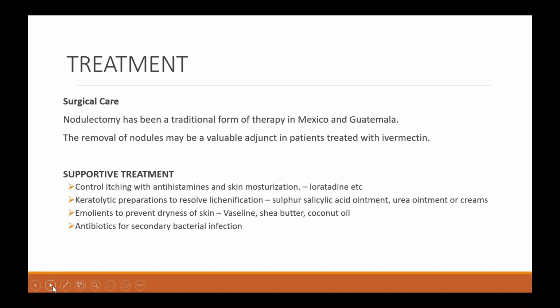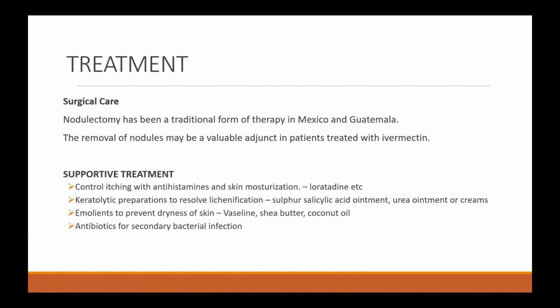So other forms of treatment are surgical care, and then, of course, supportive treatment. So those nodules can be excised or removed surgically, combined with treatment with ivermectin and doxycycline. Then for the itching, you want to relieve the patient's suffering, because the itching from onchocerciasis can be really terrible.